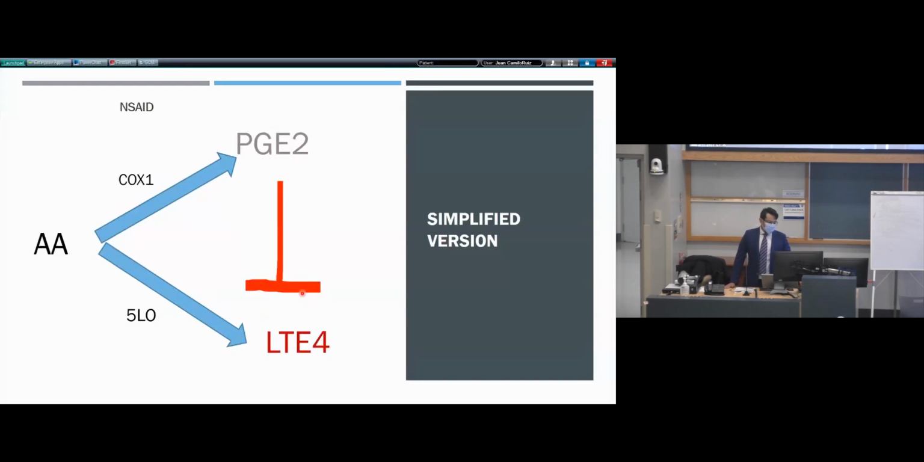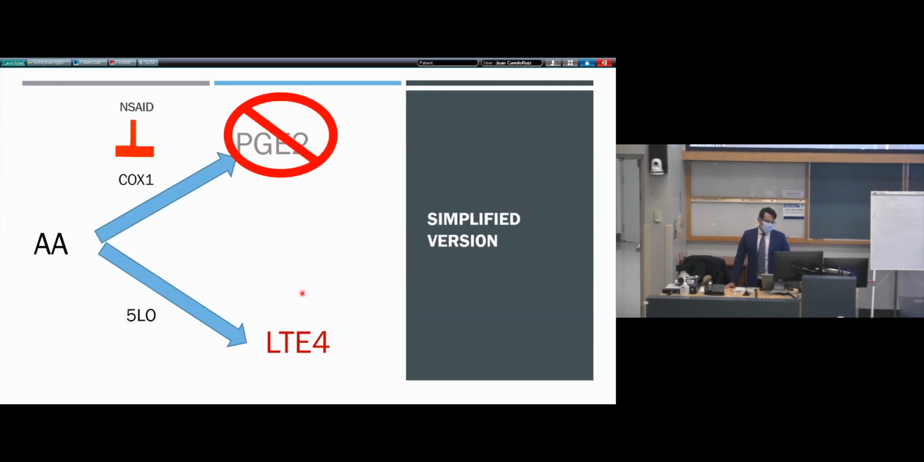Now, in these patients, if they were to get aspirin, you block COX-1. That means less PGE2. That means less inhibition of leukotriene E4. And then you have increased release of LTE4, which results in congestion and bronchospasm.